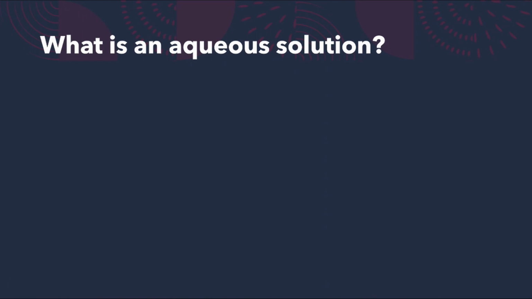So let's discuss what exactly is an aqueous solution. Well, as mentioned before, an aqueous solution is a compound dissolved in water. Now, this is soluble. If it was insoluble, it would not be an aqueous solution. It would be either a precipitate or just insoluble in water.